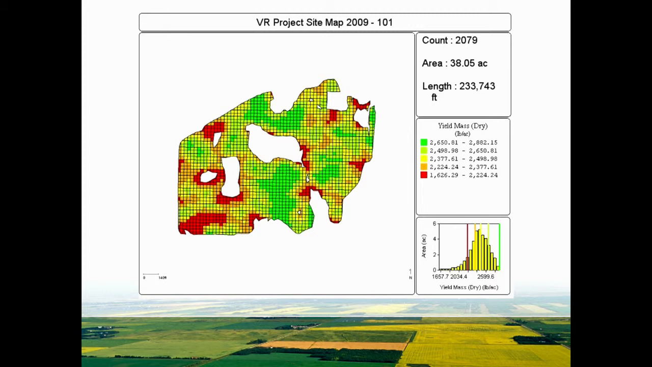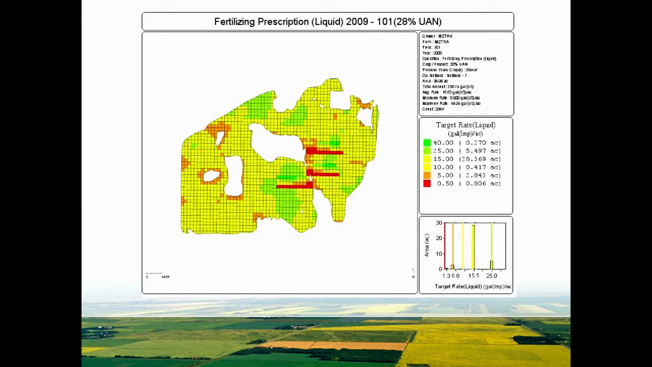This is an example of one of our fields. This is the analysis over 5 years of data, and you can see the areas where we have low yield. Those are the red areas. Average and high yield are the green areas. This particular area here happens to be a study that was conducted previously, so we didn't have yield data collected for that area, and that's why it shows up as red.